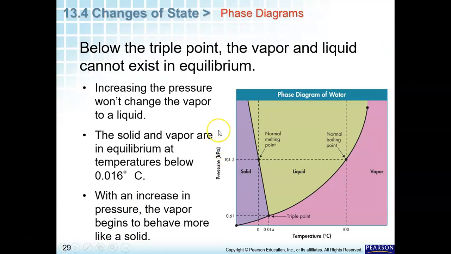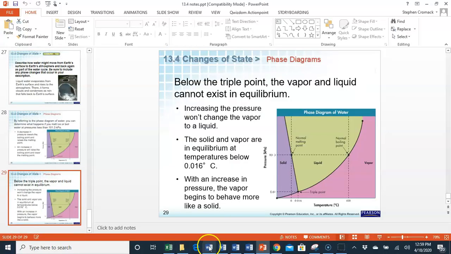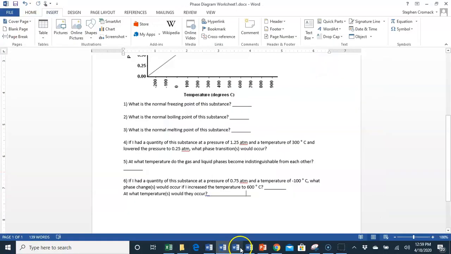Increasing the pressure won't change the vapor to a liquid. If you increase that pressure, the solid and vapor are in equilibrium at temperatures below this point here. So once we get down here, if the pressure is low enough, then we're just going to go between solid and vapor.